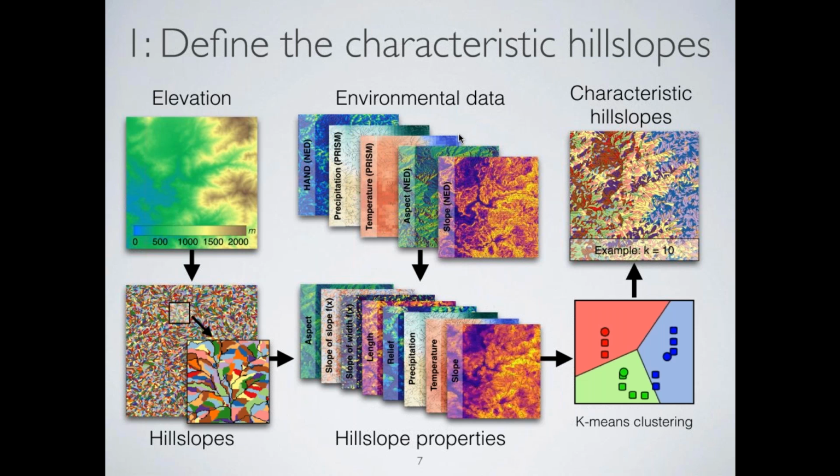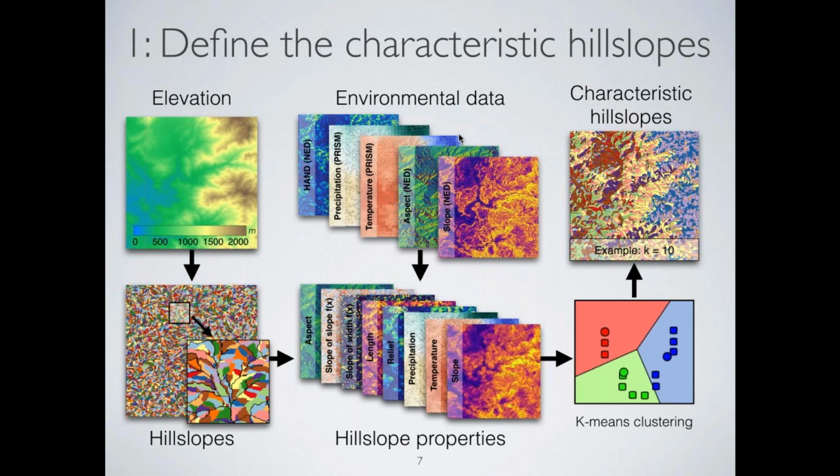This is before actually coming up with the characteristic hill slopes. So you might have a mean slope for the hill slope, a mean aspect, a mean length, mean precipitation, mean temperature. And you also want to learn something about its geometry. So you can take the height above nearest drainage and fit a width function. So going from the channel up to the ridge, how does the width of the hill slope change?